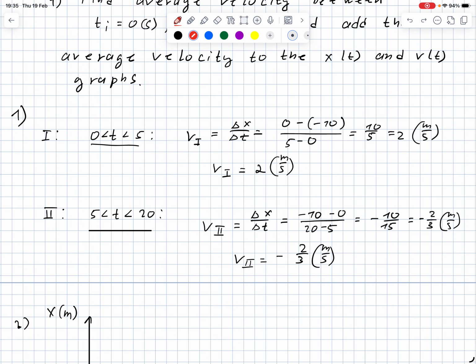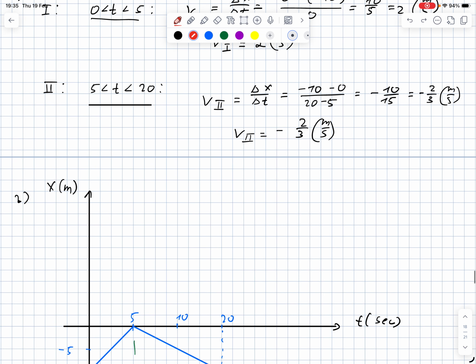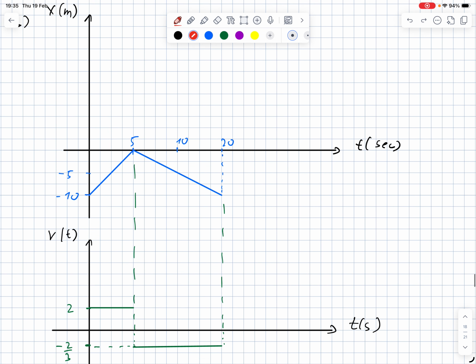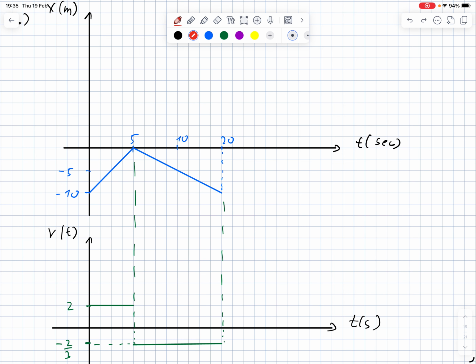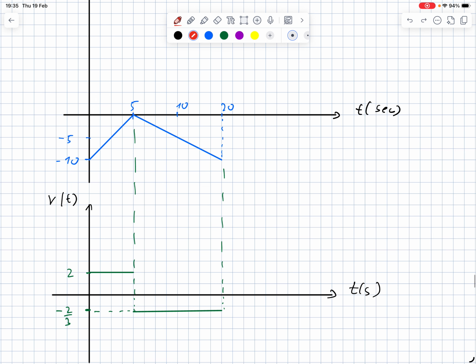Next part, we need to draw the graph of the function v of t. In the first segment we calculated that the velocity equals 2 meters per second, and the constant velocity of the second segment was minus 2/3 meters per second.